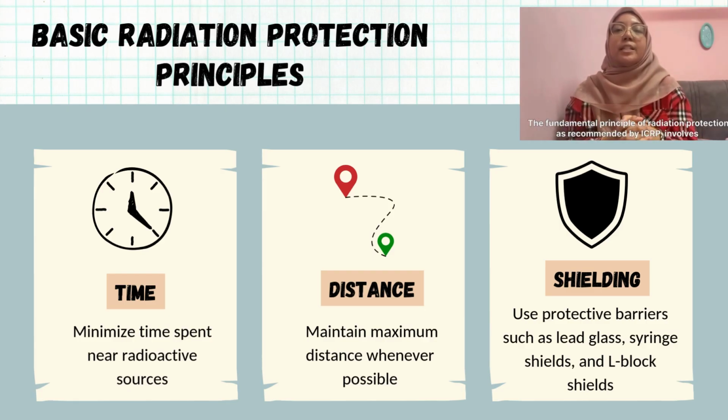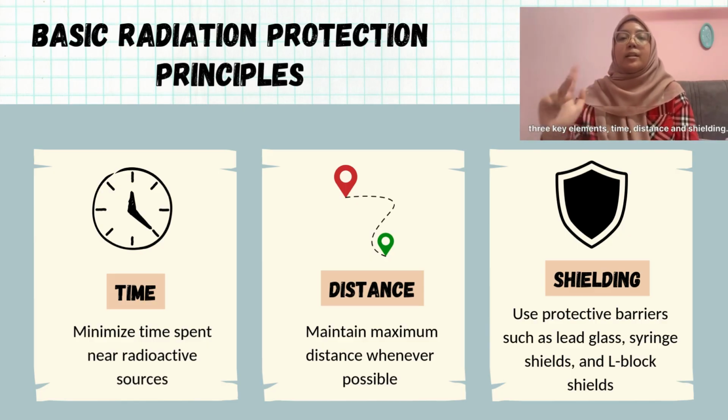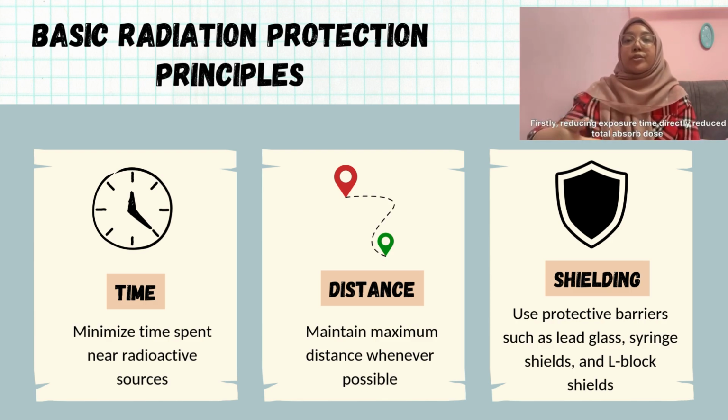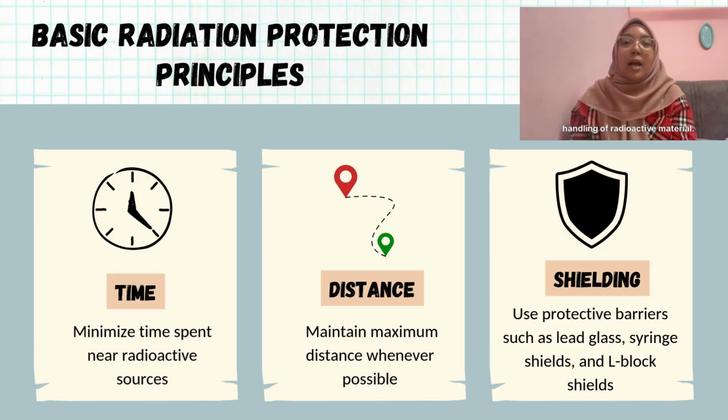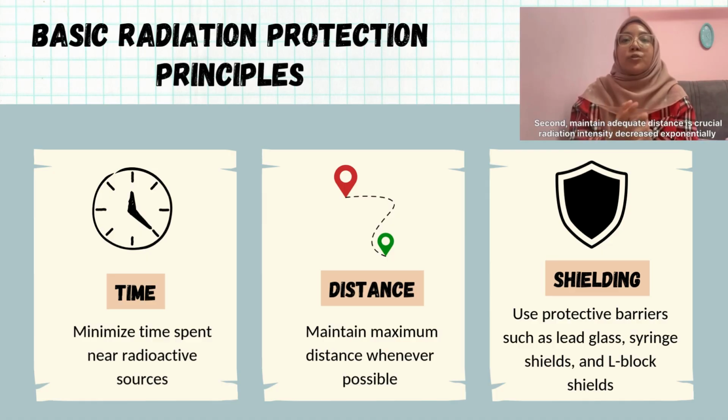The fundamental principles of radiation protection, as recommended by ICRP, revolve around three key elements: time, distance, and shielding. Firstly, reducing exposure time directly reduces total absorbed dose. This emphasizes the importance of efficient workflow preparation and minimizing unnecessary handling of radioactive material. Second, maintaining adequate distance is critical. Radiation intensity decreases exponentially with distance due to the inverse square law. Even small increases in separation can significantly reduce exposure, especially during patient interaction or tracer administration.